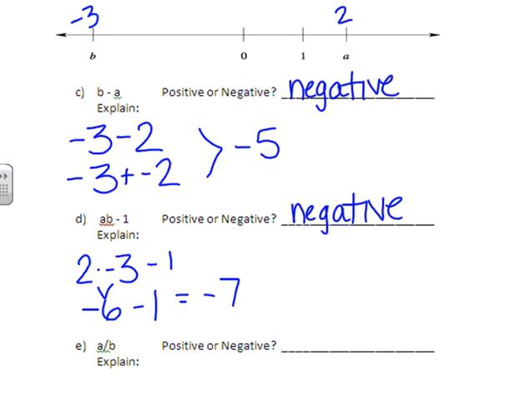And then on part D, we're just dividing a positive number divided by a negative number. I'm going to get -2/3 for that, or -0.666 repeating. Anytime you have a positive divided by a negative, you get a negative. And your explanation, just talk about the rule of what happens when you have one of each.